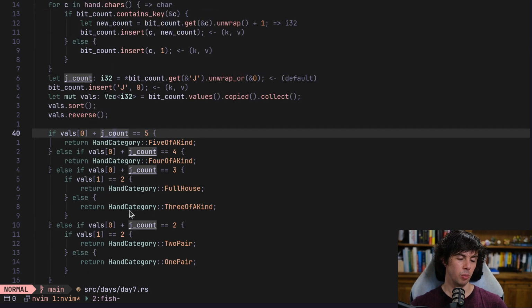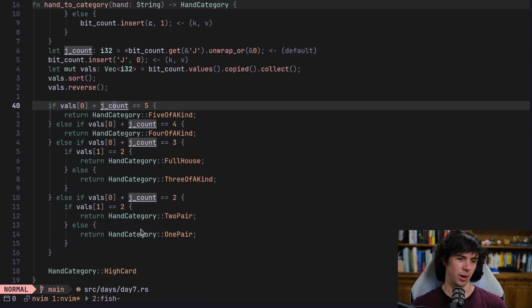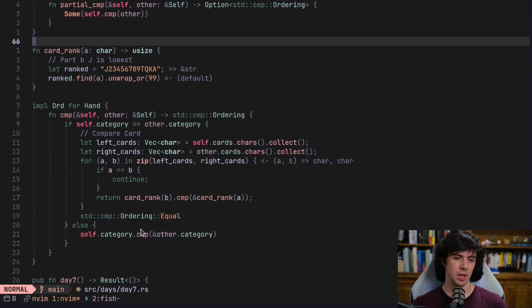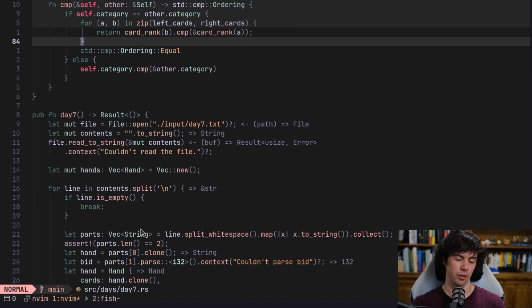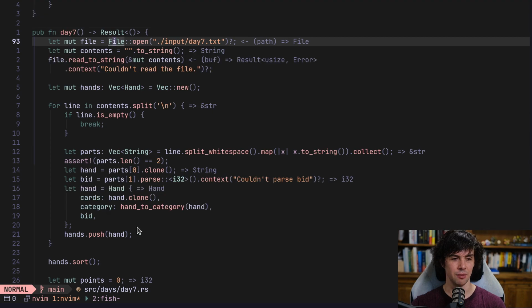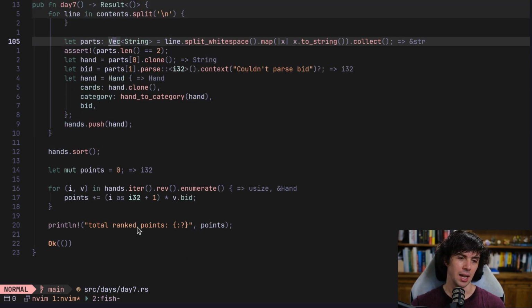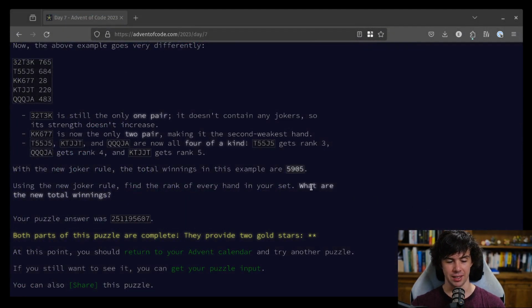So with that small modification, we update our ranking function, and then otherwise we make no changes to the rest of the body of the function. We're still relying on the fact that the trait was implemented to sort our list, and that ultimately gives us a very quick and what I think is quite an elegant solution to the day 7 problem. So doing all that, coming back to day 7, our total score is 251195607, and that gets us a second gold star for day 7.